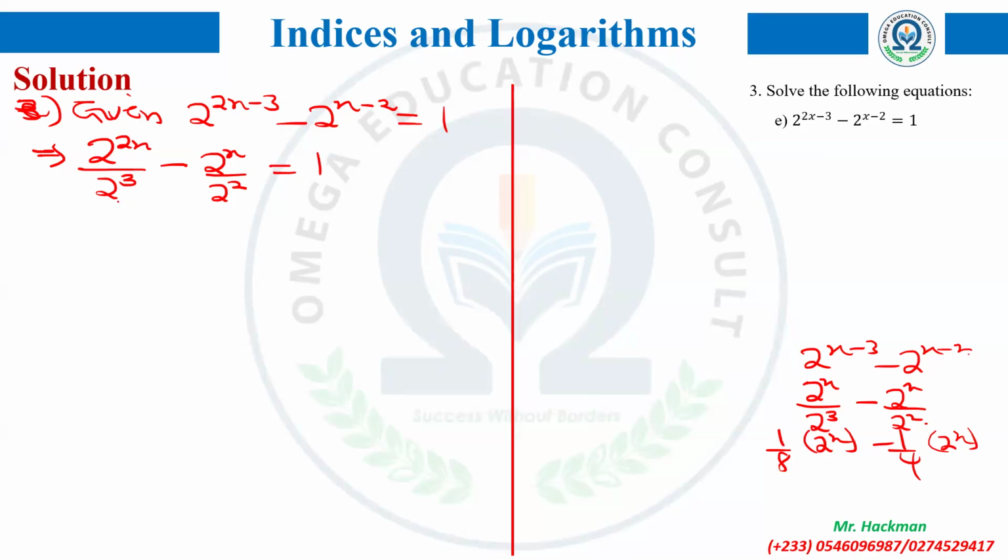Okay, so this will give me the numerator, which I can also write as 2 to the power x, all squared, all over... Now I know 2 cubed is what? 8. Okay, then minus 2 to the power x, all over 4, is equal to 1. Am I right?